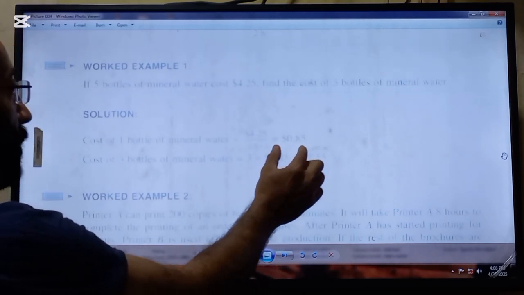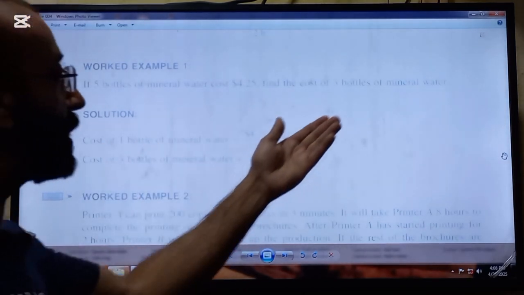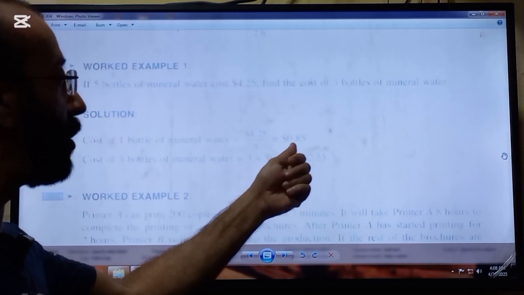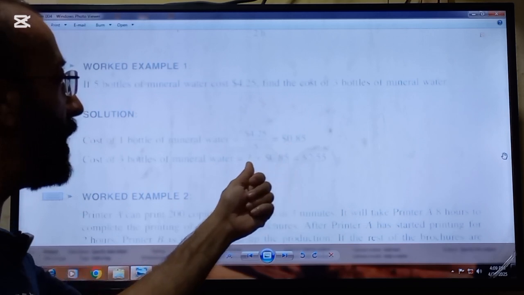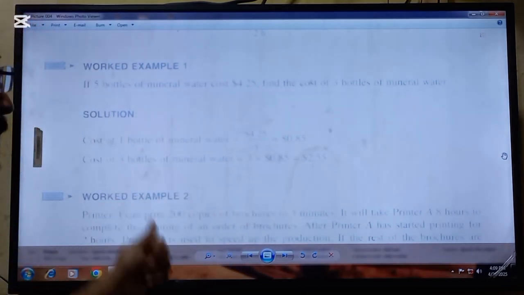So this is the cost of 1 bottle of mineral water. Now to get the cost of 3 bottles, just multiply this value, that is the cost of 1 bottle, with 3. So that will give us $2.55. That is the cost of 3 bottles.